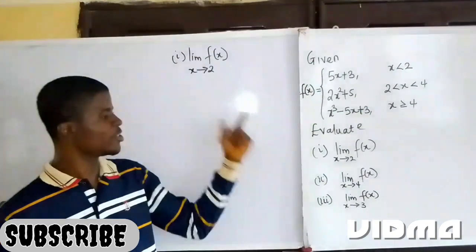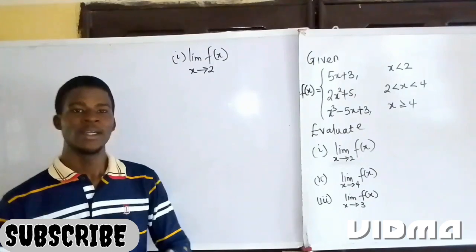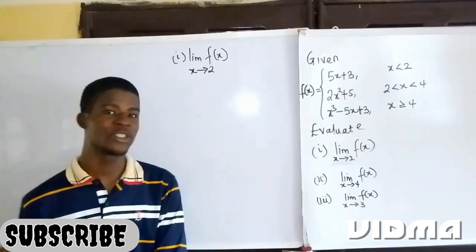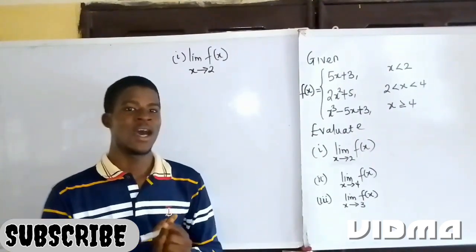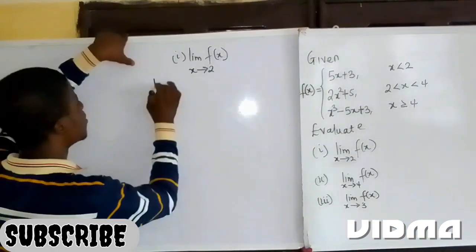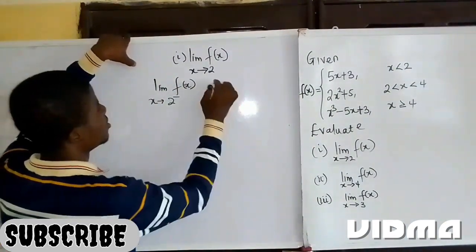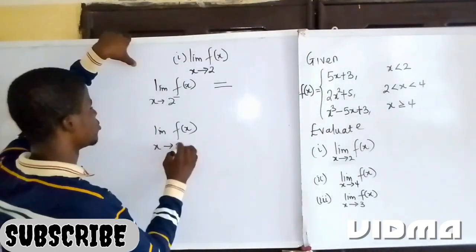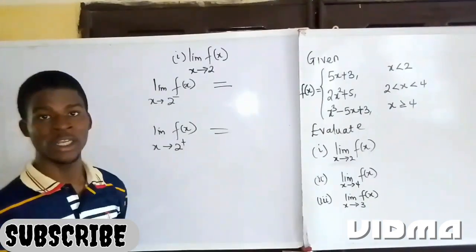Now, to get the limit of f of x as x approaches 2, a condition must hold. The left-hand limit, that is the limit of f of x as x approaches 2 from the left, must be equal to the limit of f of x as x approaches 2 from the right. And if the two of them are not equal, then the limit does not exist.